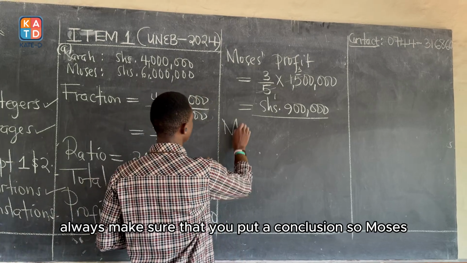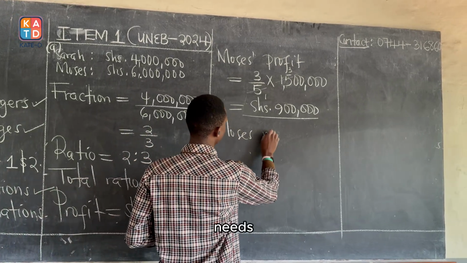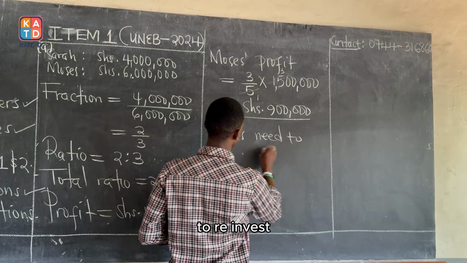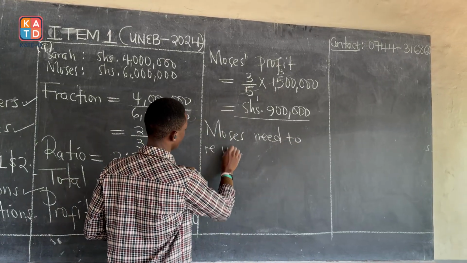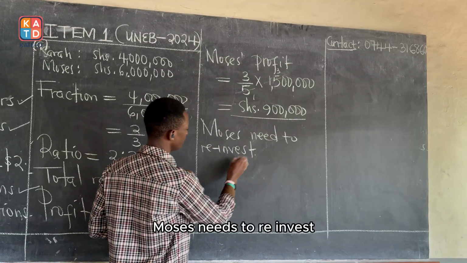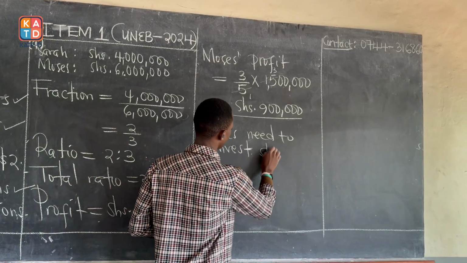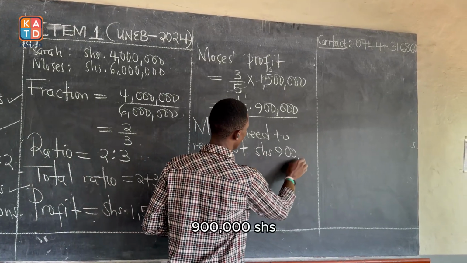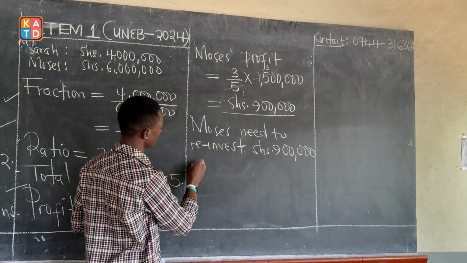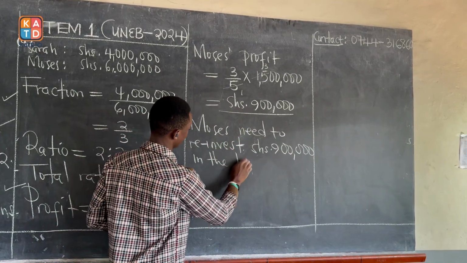So Moses needs to reinvest 900,000 shillings in the business.